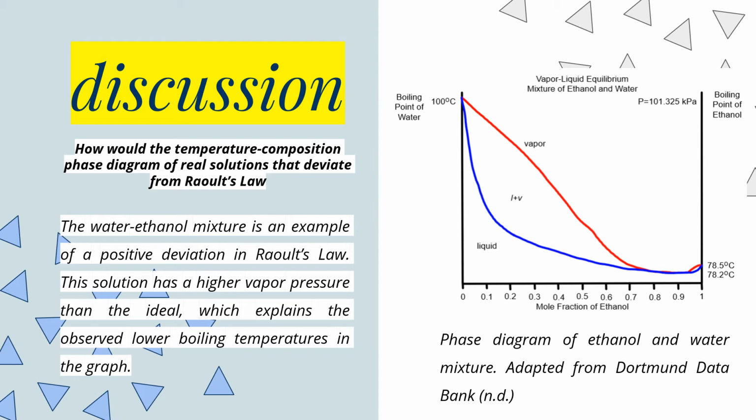This can be explained by deviations in Raoult's law that occur in real solutions. The water-ethanol mixture follows a positive deviation of this law. This means that the mixture has a higher vapor pressure than the ideal, explaining the observed lower boiling temperatures.